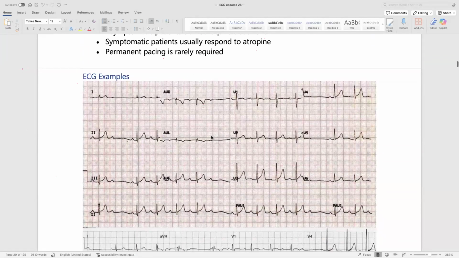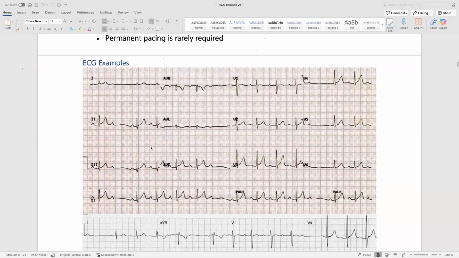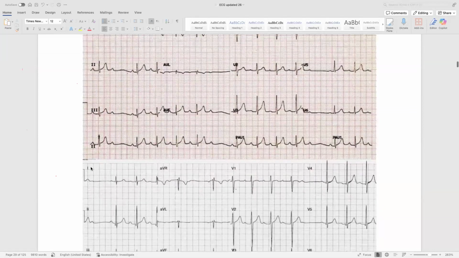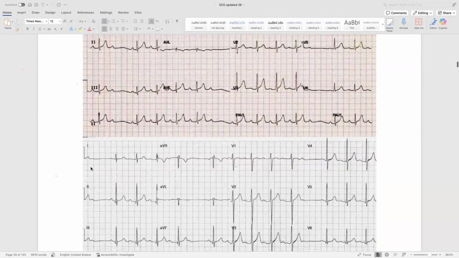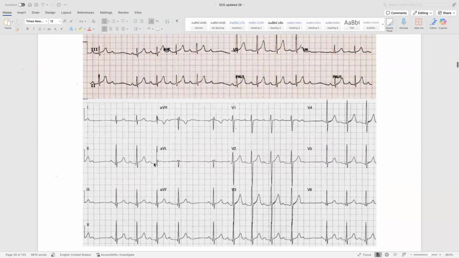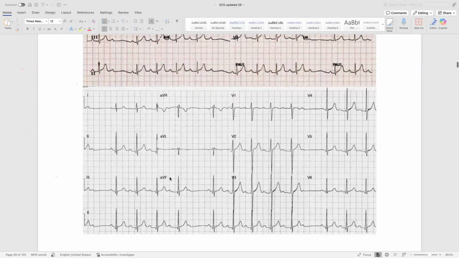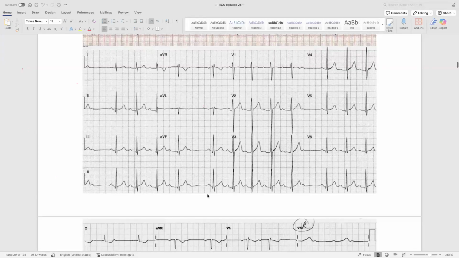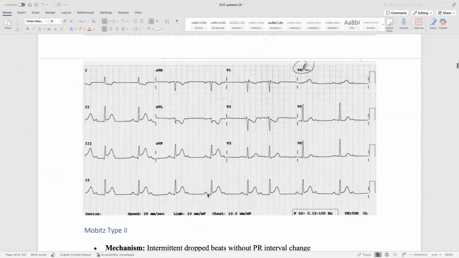This is an example. This is in lead 2 here. There is here normal, here prolonged, here very prolonged. And in the rhythm strip, here normal, a little prolonged, abnormally prolonged, very prolonged, and then drop. All these are Wenckebach.